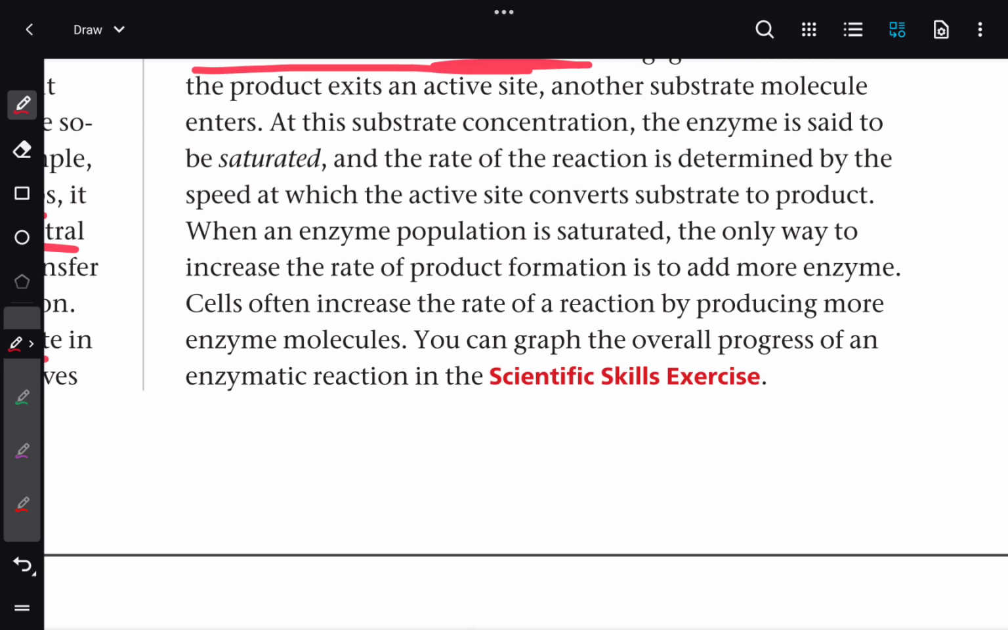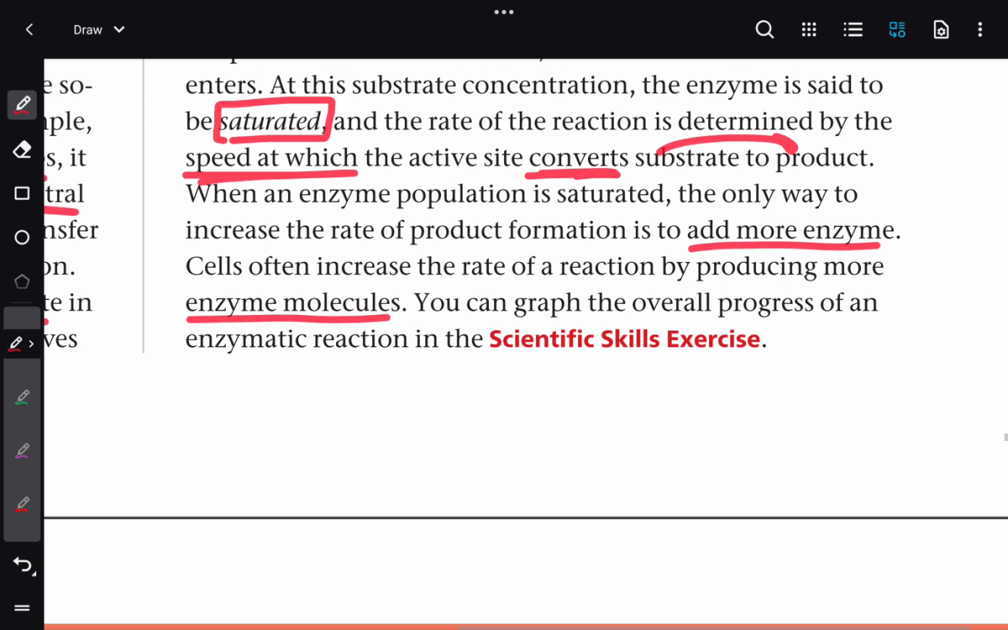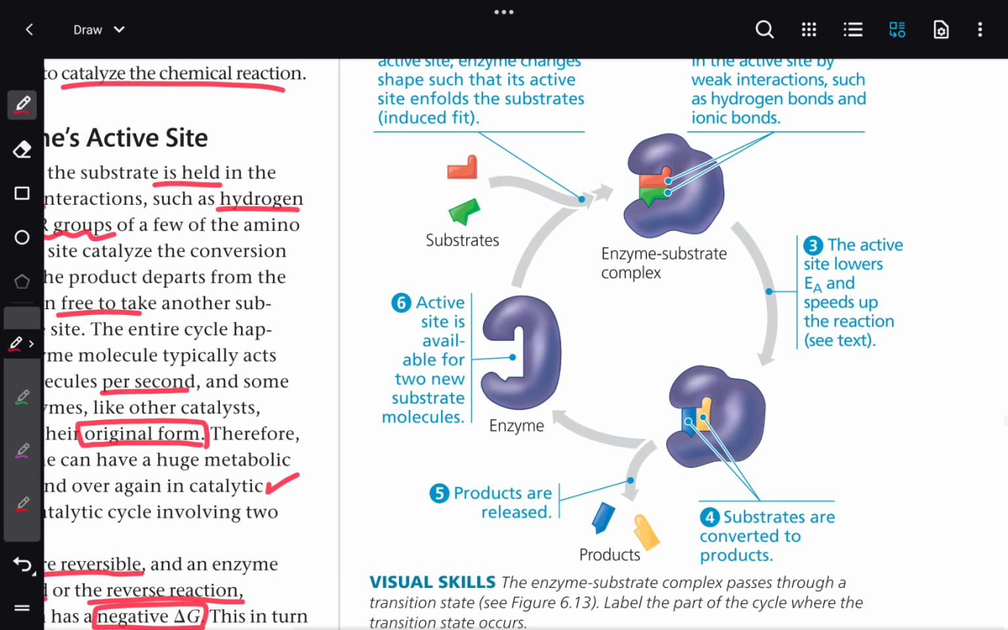At this substrate concentration, the enzyme is said to be saturated, and the rate of the reaction is determined by the speed at which the active site converts the substrate to a product. When an enzyme population is saturated, the only way to increase the rate of product formation is to add more enzyme. Cells often increase the rate of reaction by producing more enzyme. You can graph the overall progress of an enzymatic reaction in the scientific skills exercise. You can just look at this here.